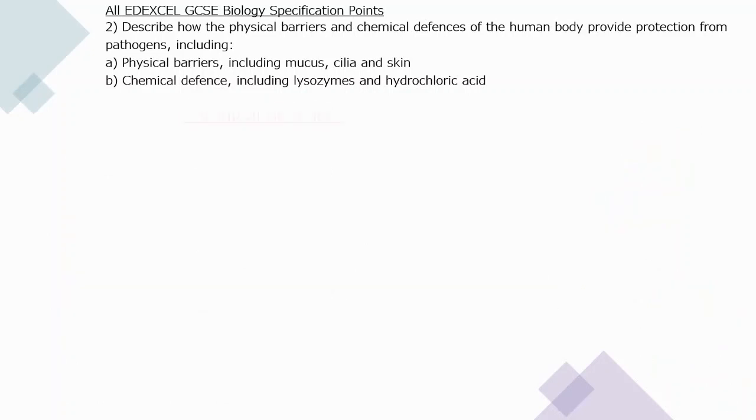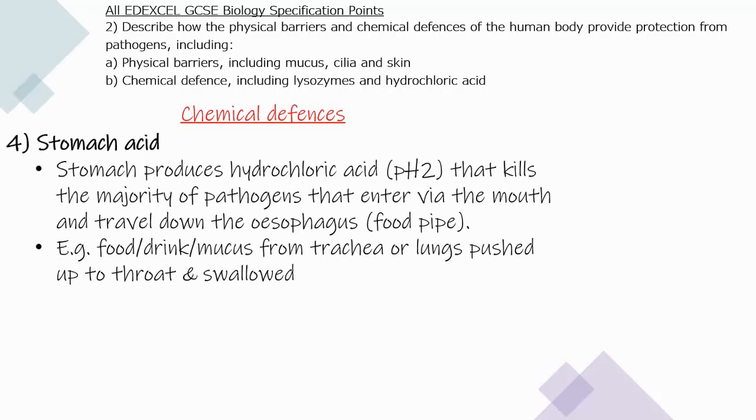So then we have some chemical defences that the human body has to provide protection from pathogens. So the first is stomach acid. Now, stomach produces a type of acid called hydrochloric acid, which is a pH of 2. And this is what kills the majority of pathogens that enter via the mouth and travel down the esophagus, which is the food pipe. So this could be in food or drink, and also mucus from the trachea or lungs that's been pushed up to the throat and swallowed. As you can see here, we've got the acid trying to destroy the pathogens.